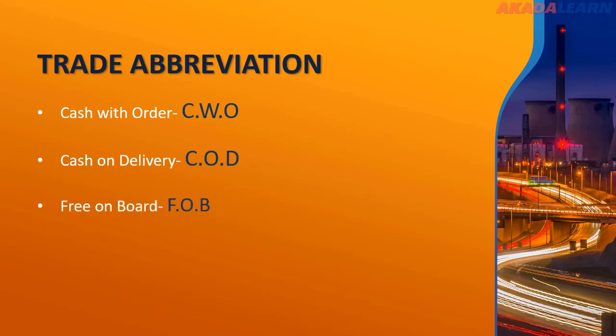And 3. We have free on board, abbreviated as FOB. This means that the seller has paid all the charges upon loading of cargo into ship. The freight has to be paid by the buyer. Next we have cost, insurance and freight, abbreviated as CIF. It means that the price includes cost of goods, insurance and freight.